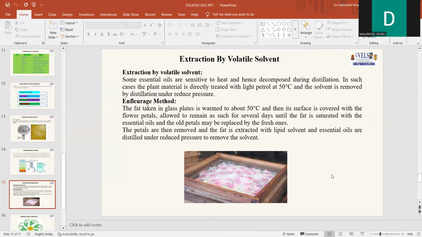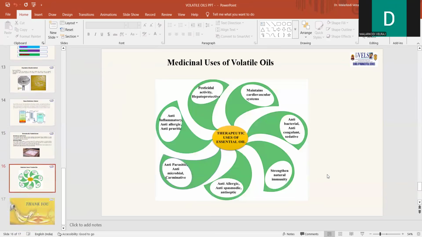Enfleurage method. The fat taken in glass plates is warmed to about 50 degrees C, and then its surface is covered with the floral petals, allowed to remain as such for several days until the fat is saturated with the essential oil, and the old petals may be replaced by fresh ones. The petals are often removed, and the fat is extracted with the lipid solvent, and essential oils are distilled under reduced pressure to remove the solvent.